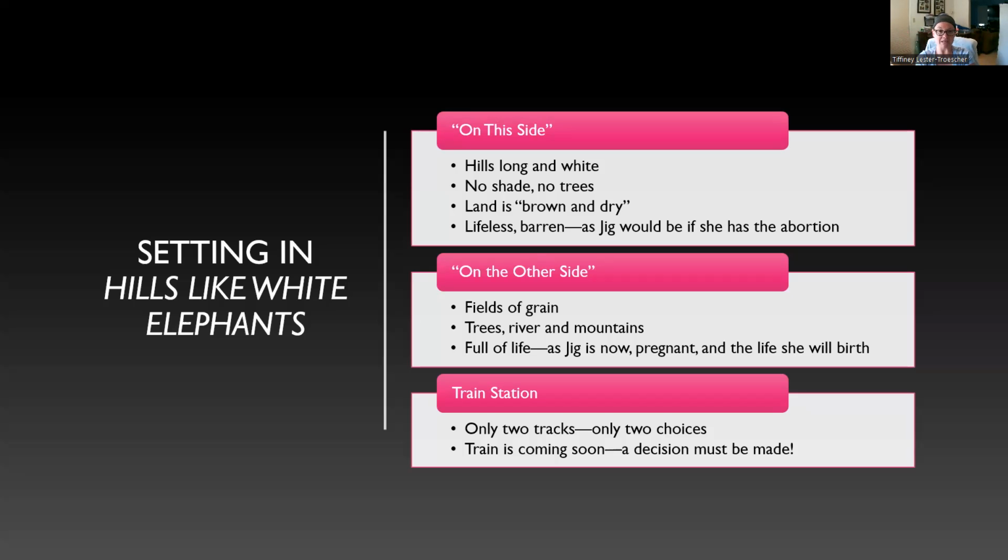And then we have the train station. And there's only two tracks, right? From Madrid to Barcelona. Barcelona to Madrid. There's only two choices. The train is coming soon, so a decision has to be made soon. We don't ever really know what she decides. We can take some educated guesses and theorize, but when the story ends, we don't know. We don't know what she's going to ultimately choose to do.